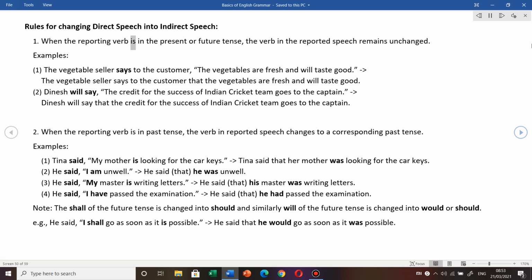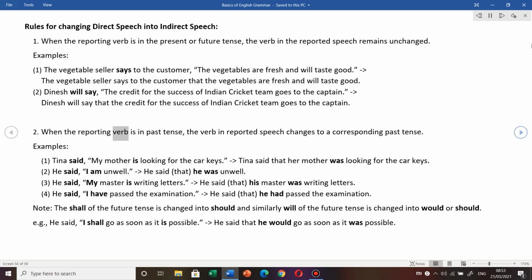When the reporting verb is in the present or future tense, the verb in the reported speech remains unchanged. Examples. The vegetable seller says to the customer, "The vegetables are fresh and will taste good." The vegetable seller says to the customer that the vegetables are fresh and will taste good. Dinesh will say, "The credit for the success of Indian cricket team goes to the captain." Dinesh will say that the credit for the success of Indian cricket team goes to the captain.